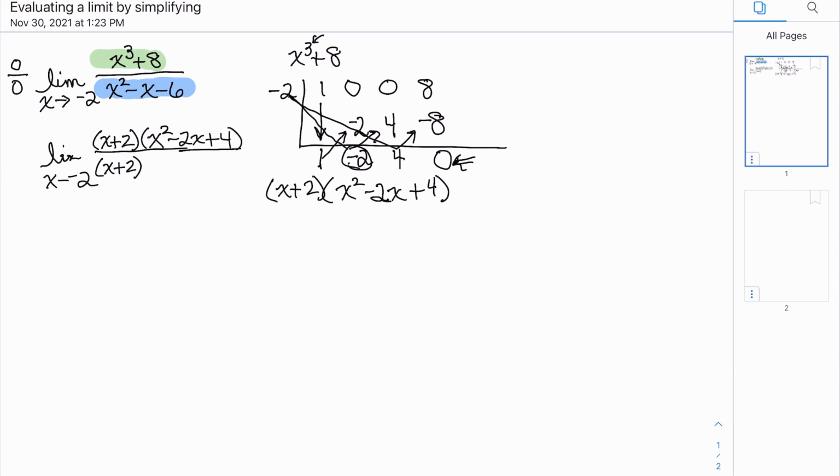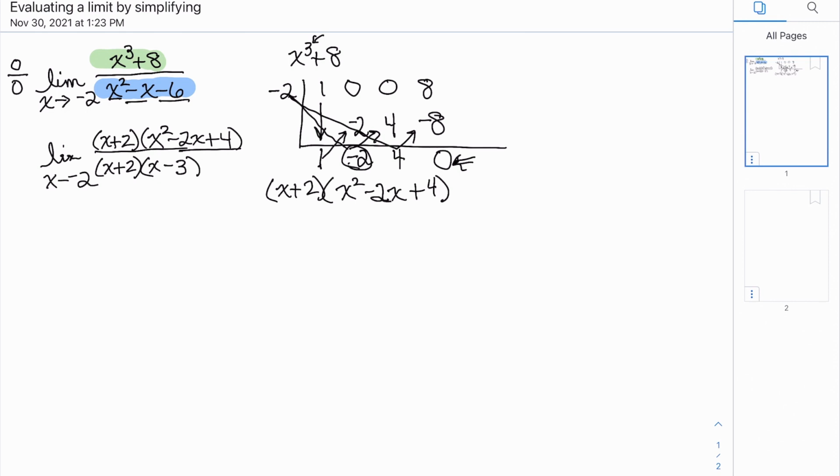Now for the denominator, we could use synthetic division, but it's a much easier expression to find the other factor. I need an x squared as my first term, so x times x is how I would get that x squared. I need a negative 6 as my last term, and positive 2 times negative 3 is how I would get that negative 6. And if you just double check with your outers and your inners, you'd have a negative 3x combined with a positive 2x would give you that negative x in the middle.